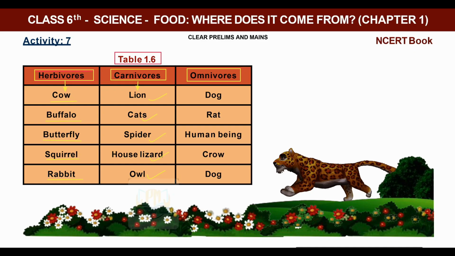And here we have omnivores. Those eat plants and animals also. The dog eats plants and animals. Rat, human being, crow, dog, fox and so on. So these are the groups that have been created: group 1, group 2 and group 3.